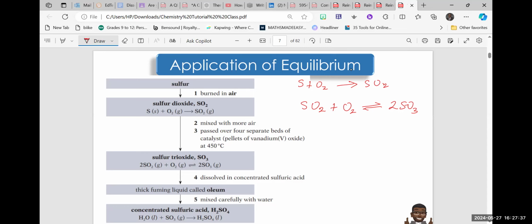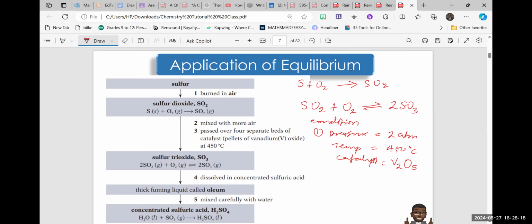So now we want to look at the conditions. Condition number one, the pressure. What is the pressure? Anyone? Pressure is 2 atmospheres. Yes. Temperature is 450 degrees Celsius. Catalyst is vanadium oxide, vanadium 5 oxide. They could even ask you to write the formula. Please note the formula: V2O5, vanadium 5 oxide.